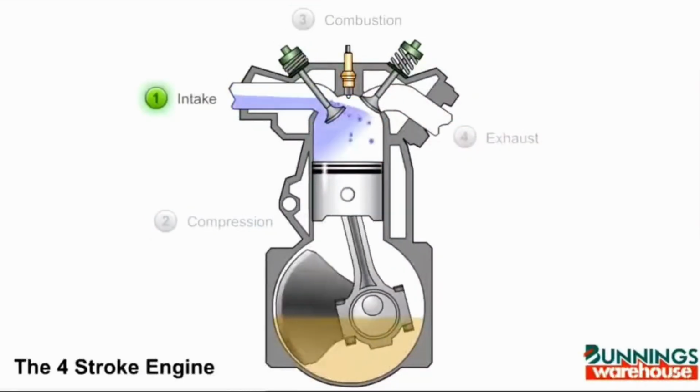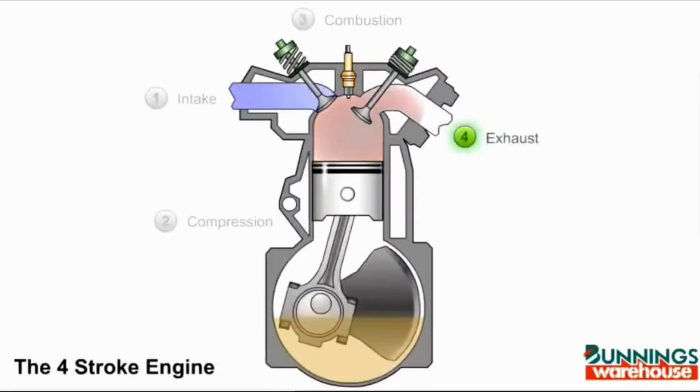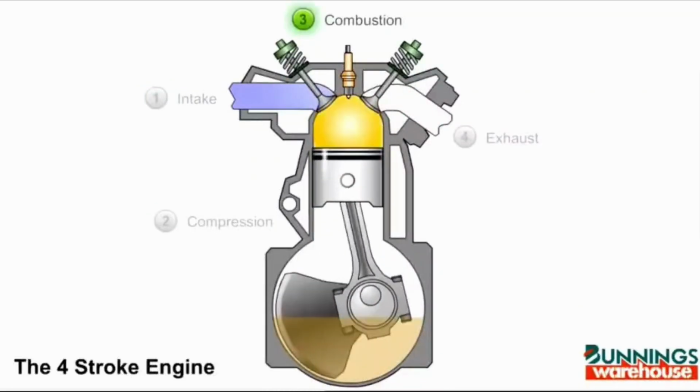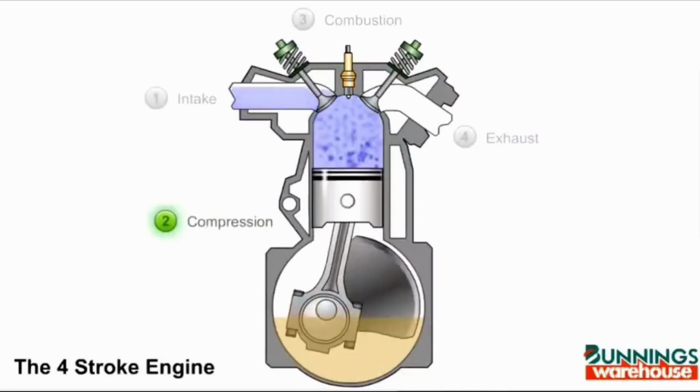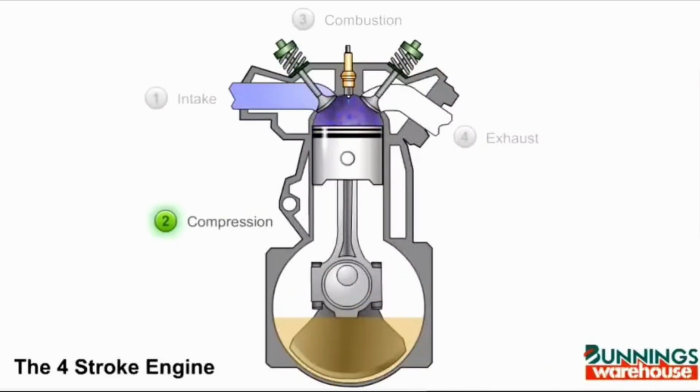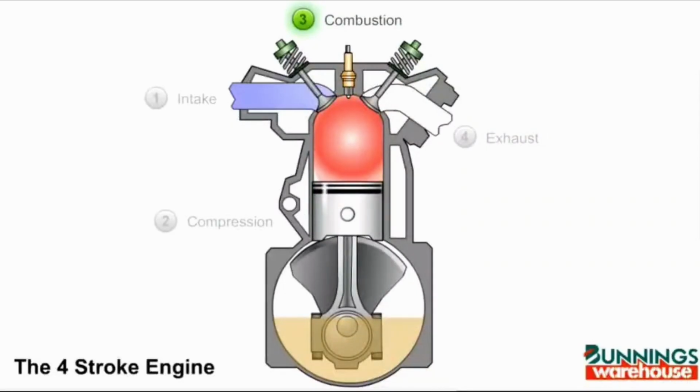In the first beat, suction, the piston moves downward and creates a vacuum in the cylinder. This vacuum sucks the air-fuel mixture from the carburetor or injection system into the cylinder. At this point, the intake valve opens, allowing the mixture to enter the cylinder.